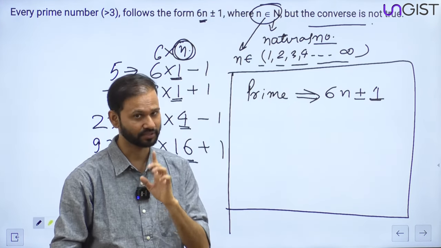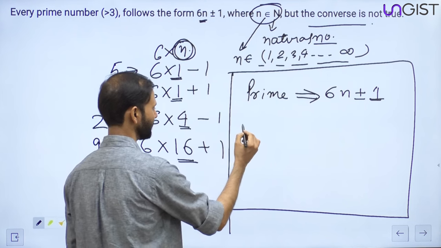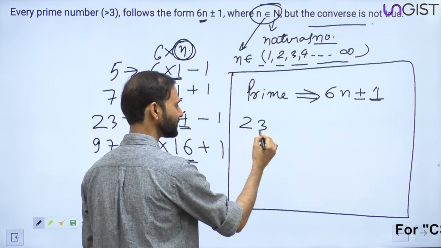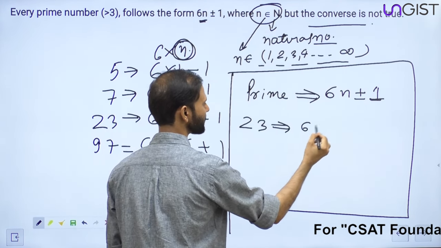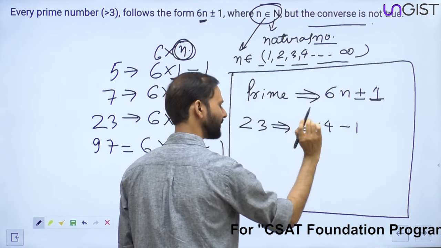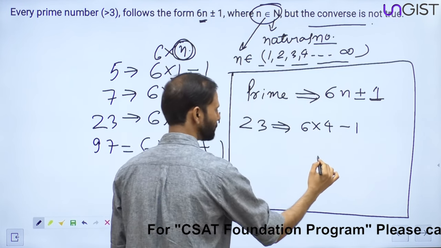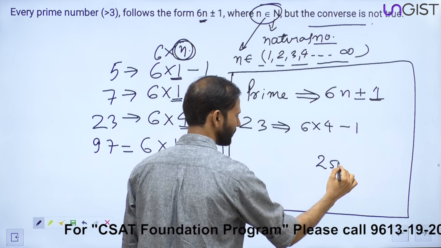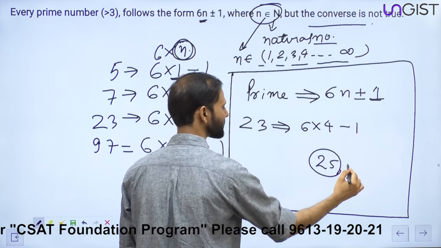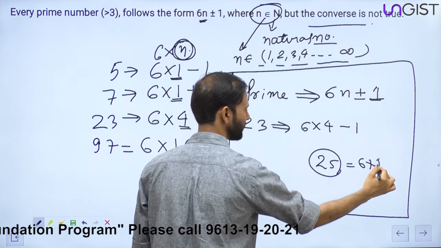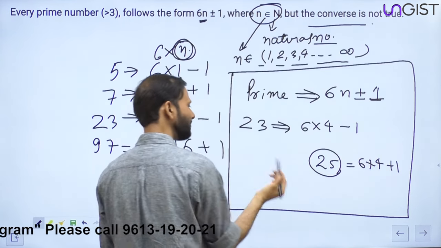Guys, please mind it. Dekhiye zara. Idhar dekhiye. 23 is a prime number, yes. Right? 23 is what? 6 into 4 minus 1, right? But 25 is of the form 6 into 4 plus 1. Yes. But 25 is not a prime number.